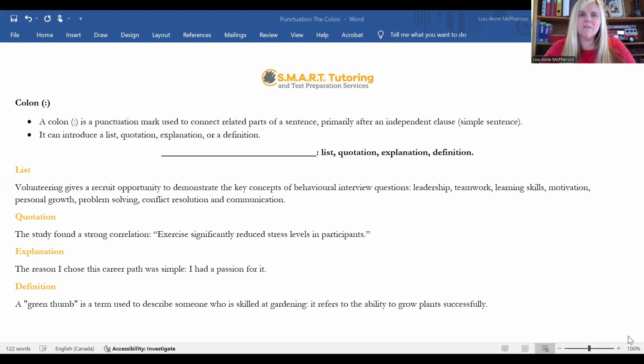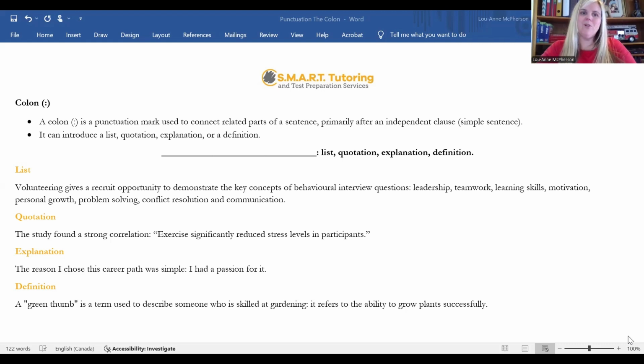So a couple of key things here I want you to keep in mind. It is introducing something to the reader. And what it is introducing is the list, the quotation, the explanation, or the definition. All of those things tend to be answers to explicit information questions. So let's dive in a little bit deeper and take a look at some of the examples.